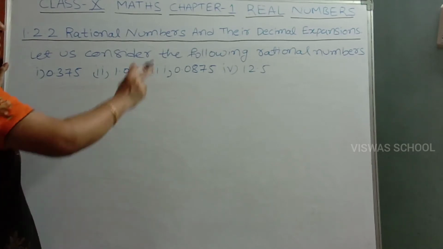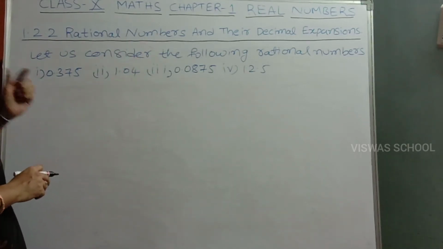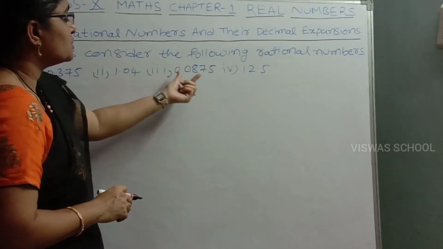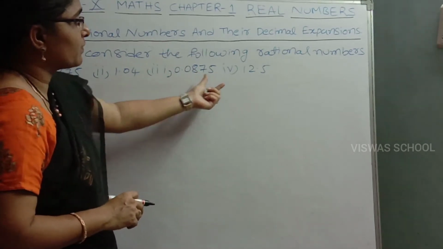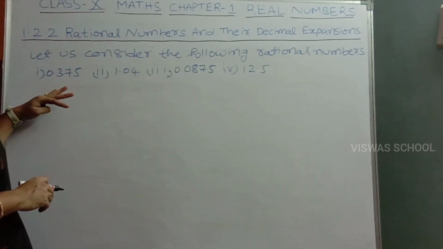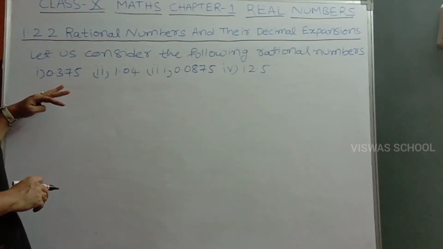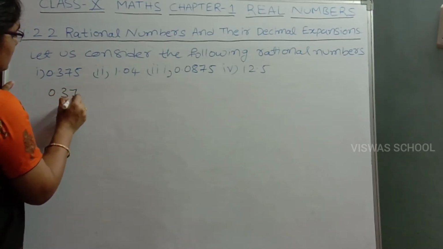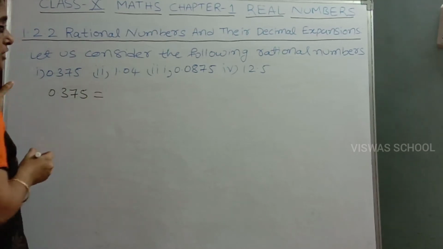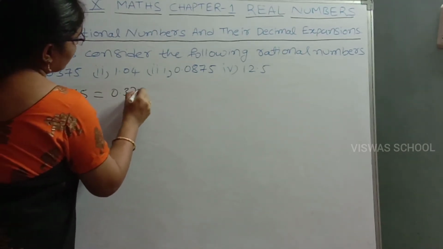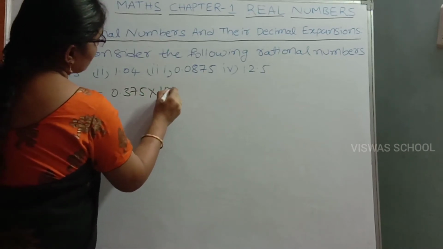Now let us consider the following rational numbers: 0.375, 1.04, 0.0875 and 12.5. We have to write these decimal forms in P by Q form. First one is 0.375. To convert it into P by Q form, here I am multiplying and dividing by 1000.